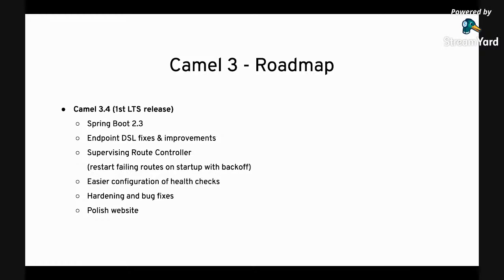But with the supervising, you can mitigate that and tell Camel, okay, that's not a problem. I will just start up anyway, and I will restart these routes in the background. So you have more options there. There are some ways to configure health checks in an easier way. And of course, the most important thing is also to do the last hardening and bug fixes for that release.